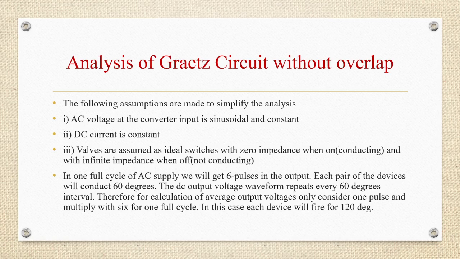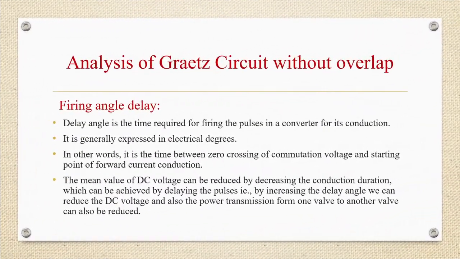In one full cycle of AC supply, we will get 6 pulses in the output. Each pair of the devices will conduct 60 degrees. DC output voltage waveform repeats every 60 degrees interval. Therefore, for calculation of average output voltage, we will consider only one pulse and multiply with 6 for one full cycle. In this case, each device will fire for 120 degrees.